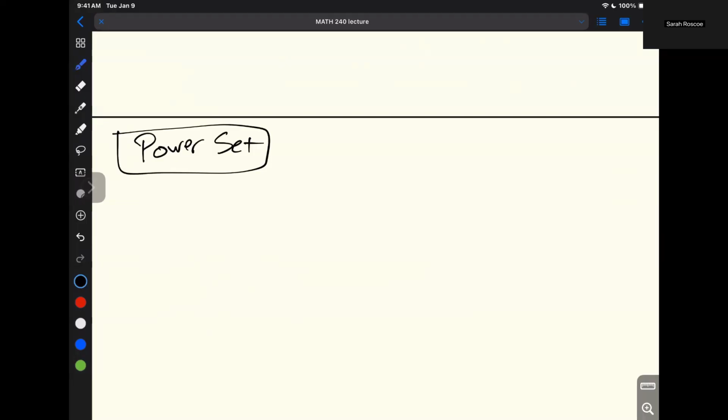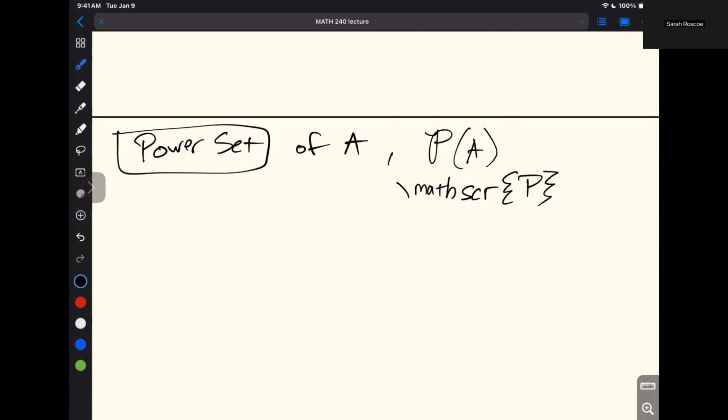The power set of a set. This is a unary operation, so only on one set. The power set of A, we denote by some fancy P. I think it's math SCR, and then you give it a letter. Don't exactly quote me on that, but I think that's where that comes from.